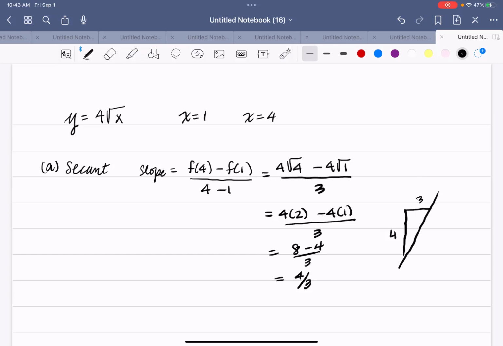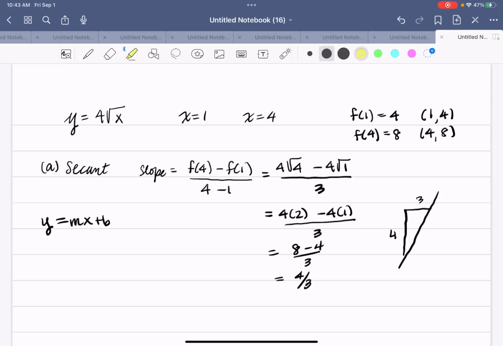Now to write its equation, y equals mx plus b, we must use one of the points. Now look, when we did f of 1, we got 4, so that's the point 1, 4. And when we did f of 4, we got 8, so that's the point 4, 8, and it doesn't matter which one of the two you choose. I'll choose the first one. So we're going to use 1, 4 and a slope of 4/3.